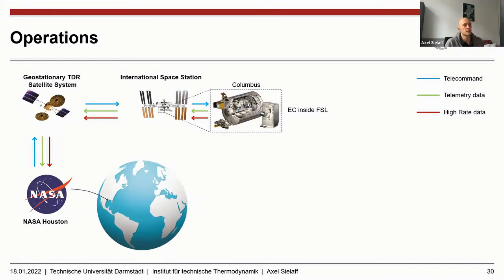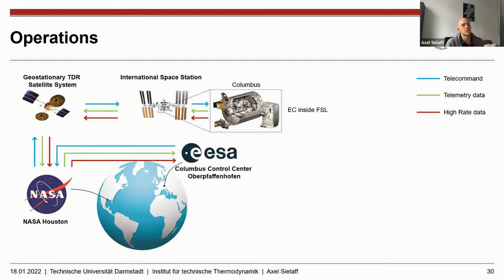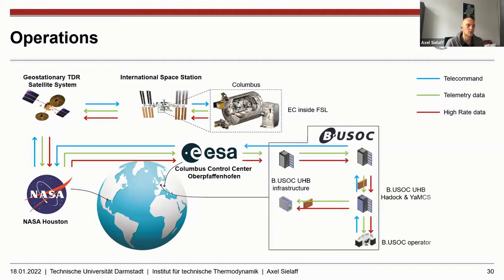NASA in Houston automatically sorts out all the data which belongs to the Columbus module, and sends the data to the Columbus Control Center in Oberpfaffenhofen. Afterwards, all the data belonging to the Multiscale Boiling Experiment is sent to the B-USOC in Brussels, where you can see down here the operator, which is operating the experiment. So he can send commands, and he will get the answer to his command, which will take more or less about 1 second to send all the data to Oberpfaffenhofen, Houston, the satellite system, space station, Columbus module, and the experimental container, and back to the operator.